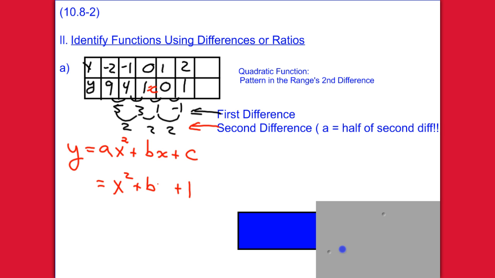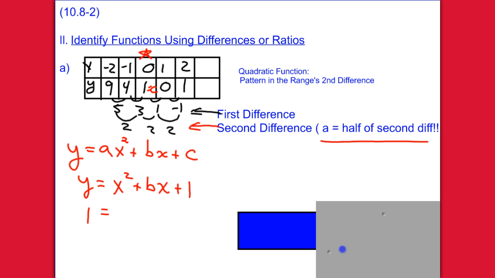Now if there's a b, we don't know it yet. And so we've narrowed it down to this equation so far, since we've just learned that a is half of the second difference. So how could we find this b right now? Good. Plug in a known point. Excellent. If we plug in one of these xy pairs up here, we will narrow this equation down to just a single variable, b. So which point would you like to plug in? 0. Okay, she wants to plug in this point because that 0 is so nice.